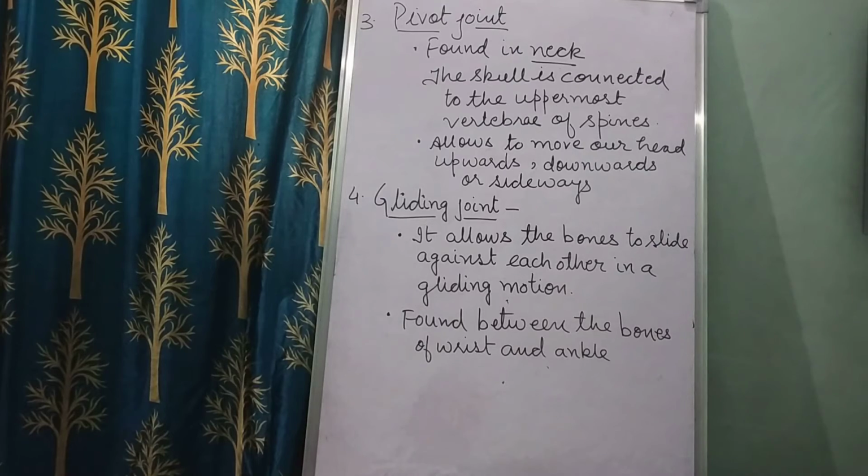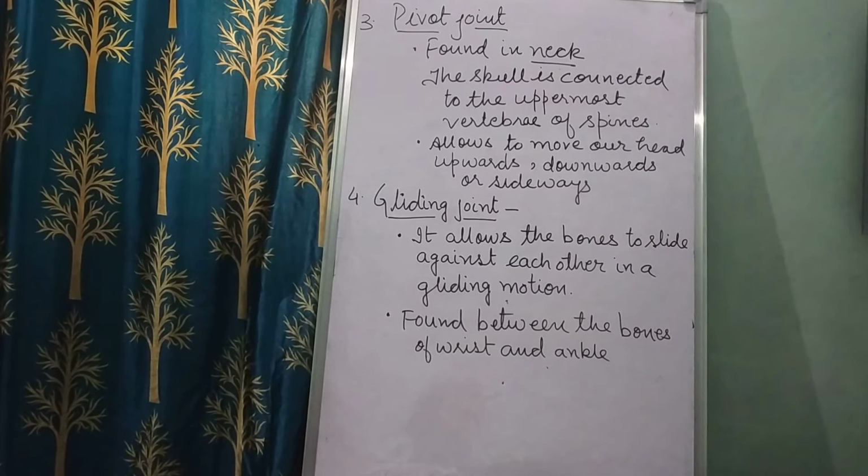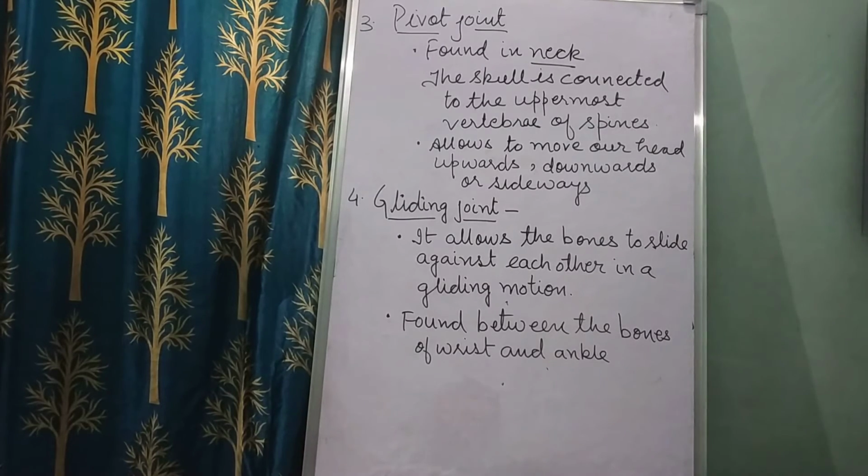Children, now the third one is the pivot joint. The pivot joint is found in the neck. Here the skull is connected to the uppermost vertebra of the spine, and it allows us to move our head upwards, downwards or sideways. Children, this joint allows one bone to rotate on a fixed bone.